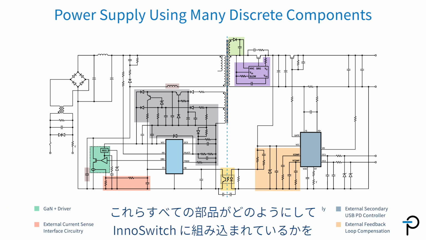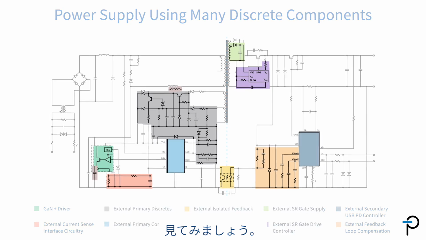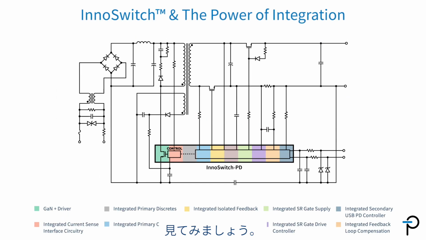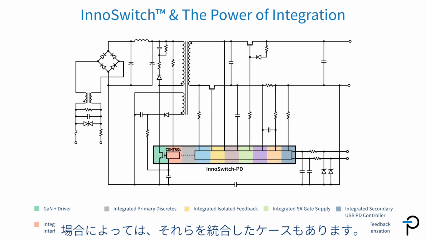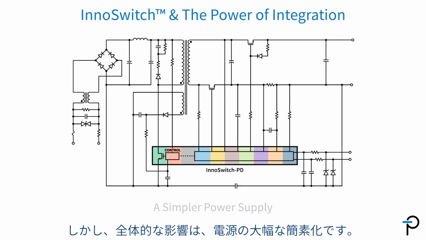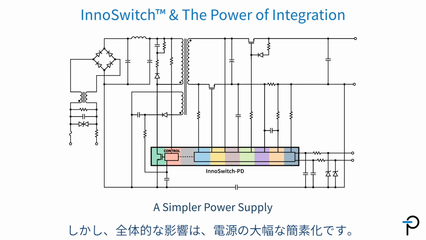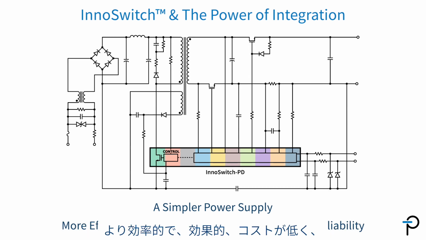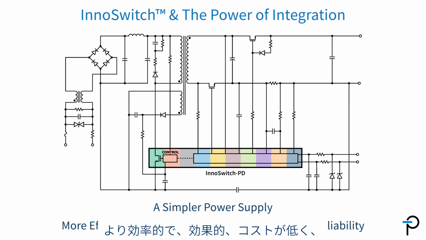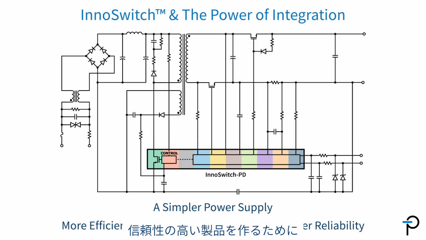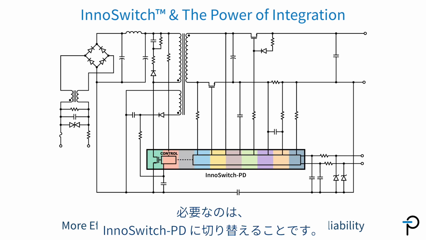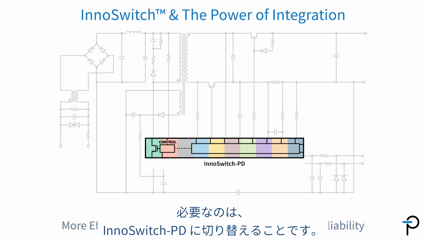Let's take a look at how all of these components fold down into an InnoSwitch. In some cases, we've eliminated them altogether. In other cases, we've integrated them. But the overall effect is a gross simplification of the power supply in order to generate a more efficient, more effective, lower cost, and higher reliability product. All you need to do is switch to an InnoSwitch PD.